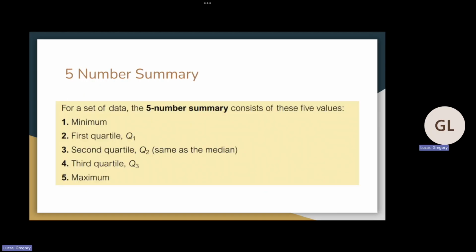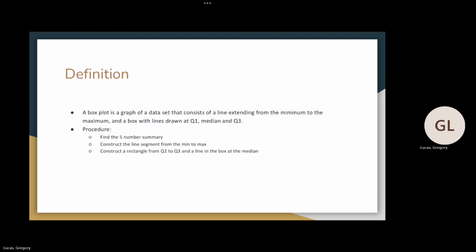All right, so something we'll use commonly with technology, we'll get what's called the 5-number summary. The 5-number summary consists of these 5 values. So it always has the min and maximum value, and then our 3 quartiles. And remember, Q2 is the median. And so we defined all of these things so we could define what a box plot is.